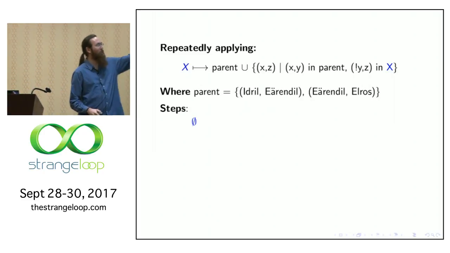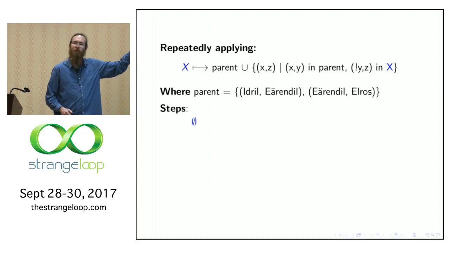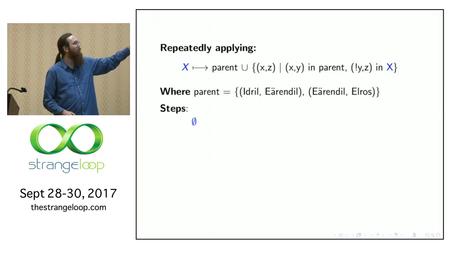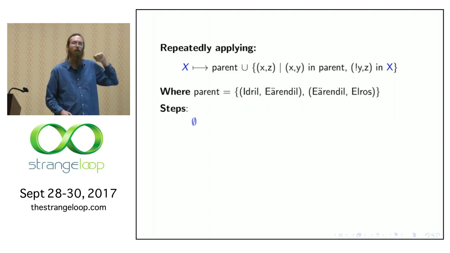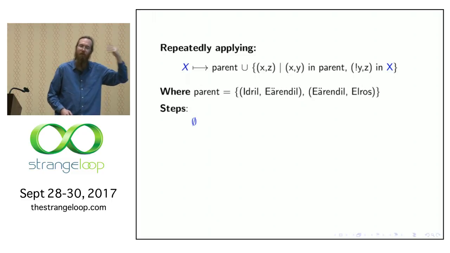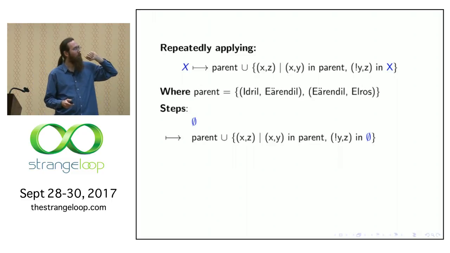So here's the function that we want to apply. I've just taken ancestor and replaced it with big X. Here's the definition of parent that we're using. Those are the parentage relations we're starting with. And we're going to start with the empty set. That's what the circle with the slash through it means, empty set. So, all right, we substitute empty set into our function as big X. We get this expression.